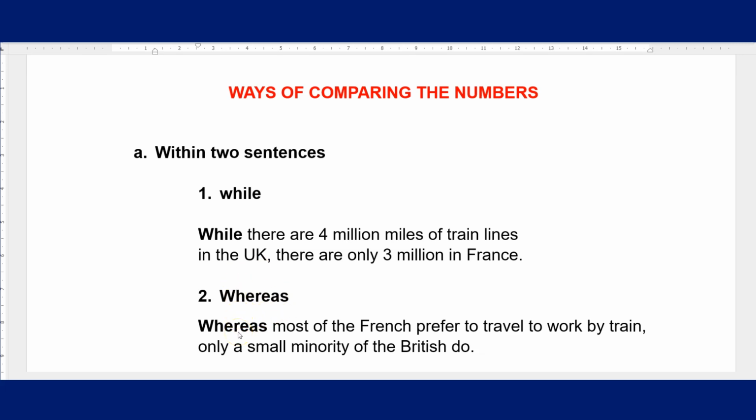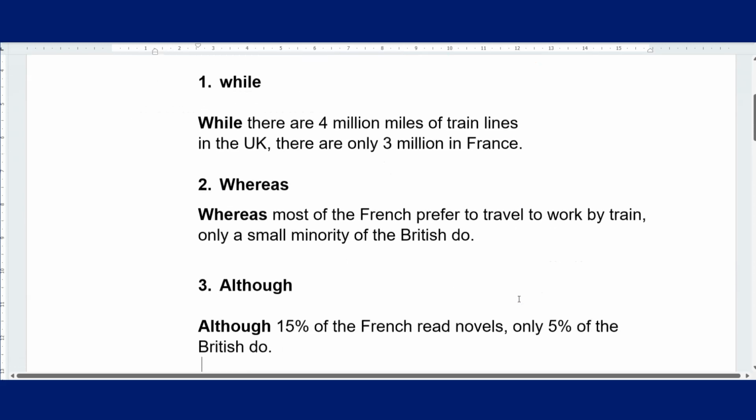Whereas most of the French prefer to travel to work by train, only a small minority of British do. So a small minority of British like to travel by train, but most of the French actually prefer to go to work by train. So they use the word whereas. Whereas most of the French prefer to travel to work by train, only a small minority of the British do. Let's look at the next word.